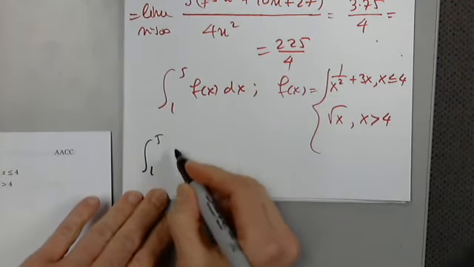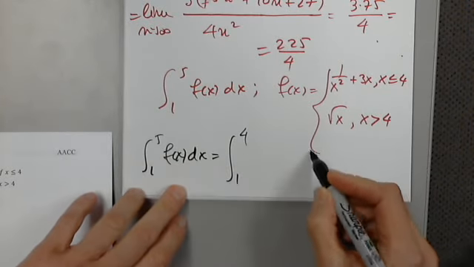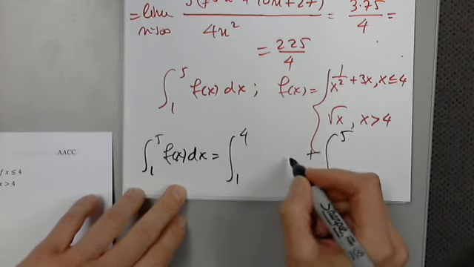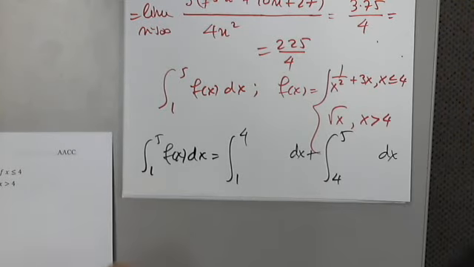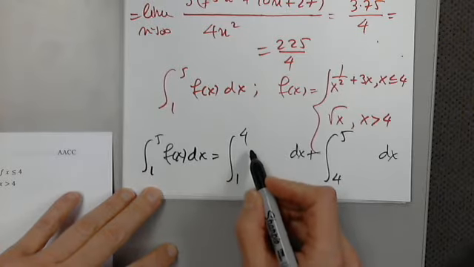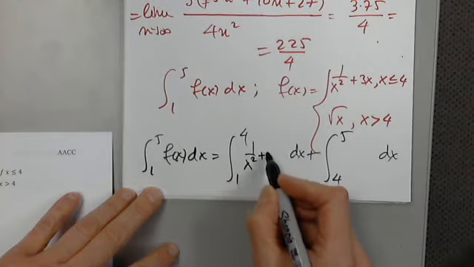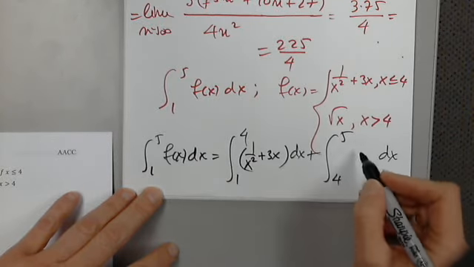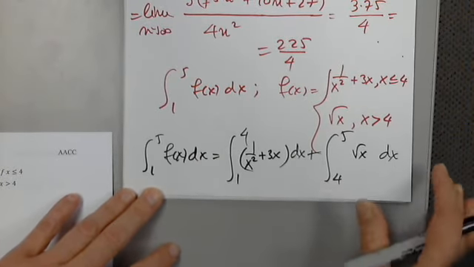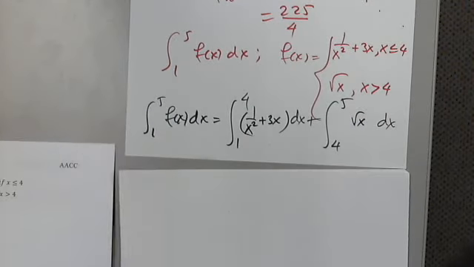So the integral from 1 to 5 of f of x dx would be the integral from 1 to 4 plus the integral from 4 to 5. Of course, dx. The first one is 1 over x squared plus 3x. And the other one is square root of x. Agreed? Okay, now we have to determine these two definite integrals.